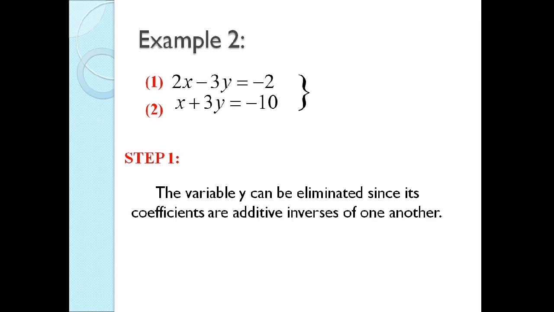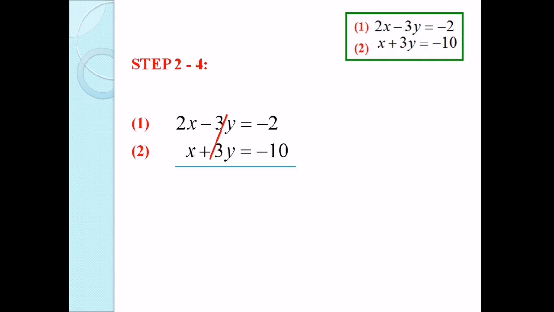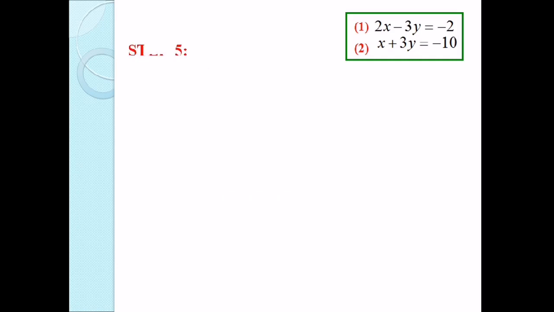So, we can proceed now to step 2 to 4. So, we can eliminate variable y to solve for x. Since negative 3y plus 3y is 0, then you just add 2x plus x is 3x. Negative 2 minus 10, like signs, add, then copy the sign, that is negative 12. Then divide both sides by 3. So negative 12 divided by 3 is negative 4. So therefore, x equals negative 4, which we substitute to equation 2 to solve for the value of y.